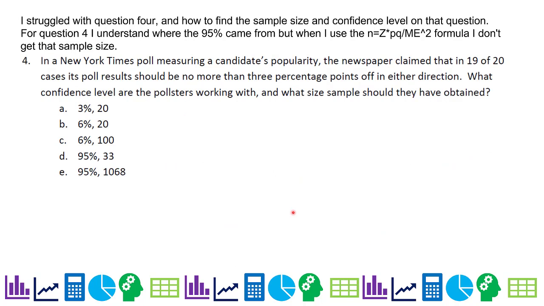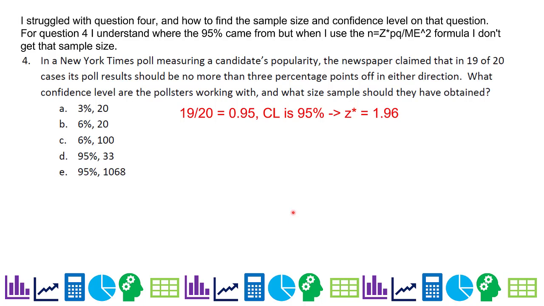Number 4. In a New York Times poll measuring a candidate's popularity, the newspaper claimed that in 19 of 20 cases, its poll results should be no more than 3 percentage points off in either direction. What confidence level are the pollsters working with, and what sample size should they obtain? Confidence level should be pretty straightforward, right? That would be 19 out of 20, they get it right, and that's within their range.